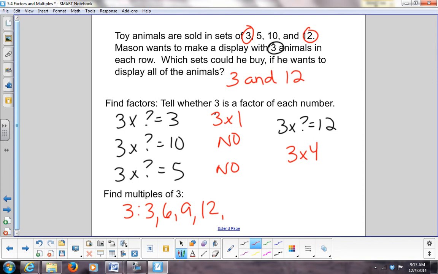15. Okay, so having my multiples, now I can see which ones match, right? I have 3, 5, 10, and 12. So which can I circle here? Daniel? 12, and 3. Okay, 2 ways to solve it: use factors or use multiples. Any questions about that? Concerns? Okay.